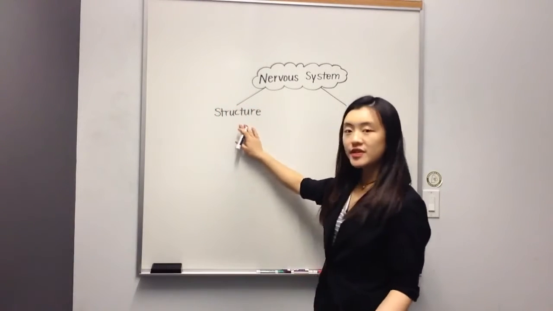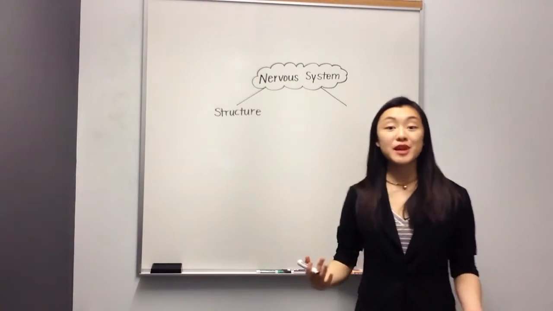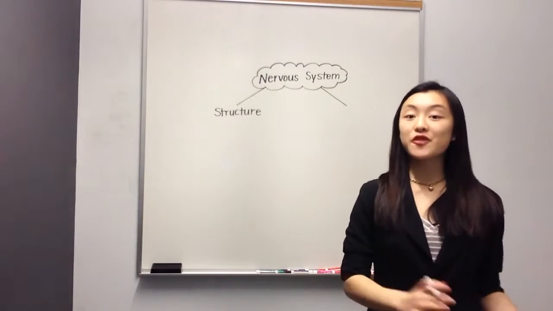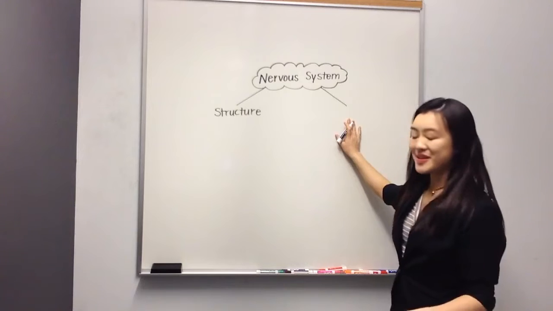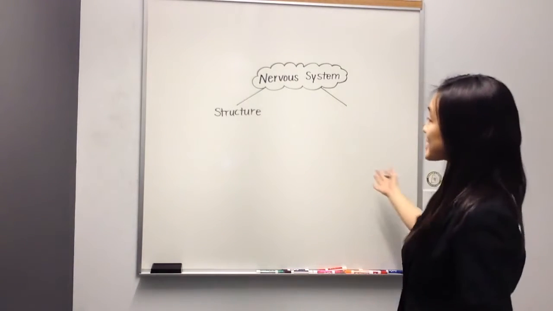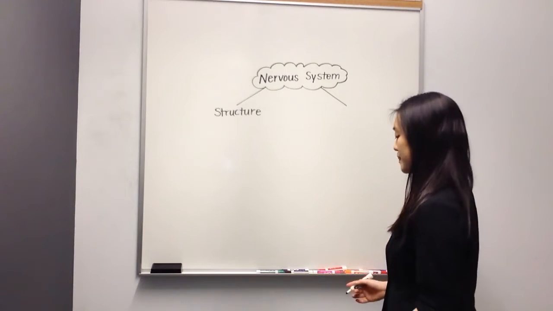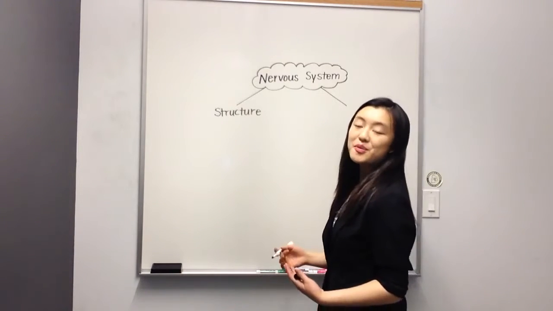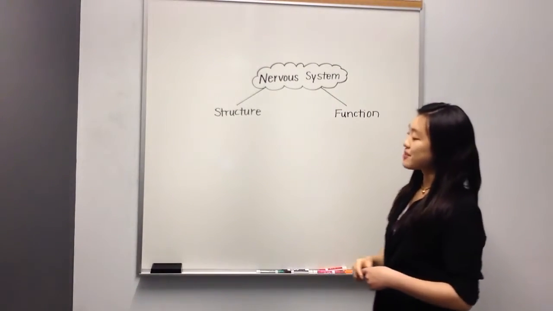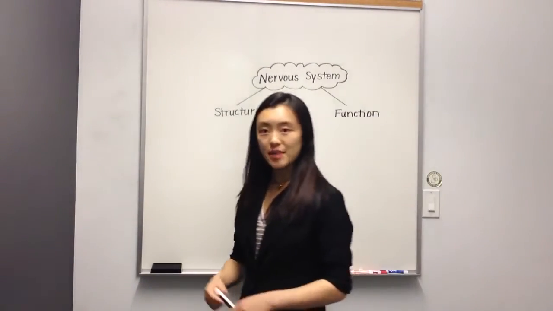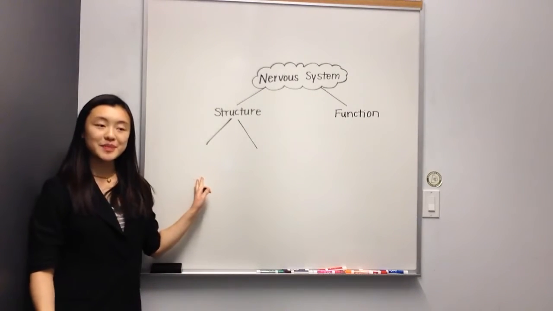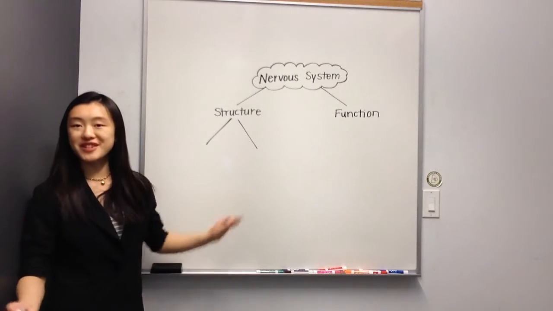The structure of the nervous system deals with the anatomy of the nervous system. That is, what does it look like? What are some different structures? The function, on the other hand, deals with the physiology of the nervous system. So in this case, we don't care about what it looks like, but rather what it's doing, what it's responsible for. The structure we can then break down into two further subdivisions. We can examine the central nervous system in addition to the peripheral nervous system.